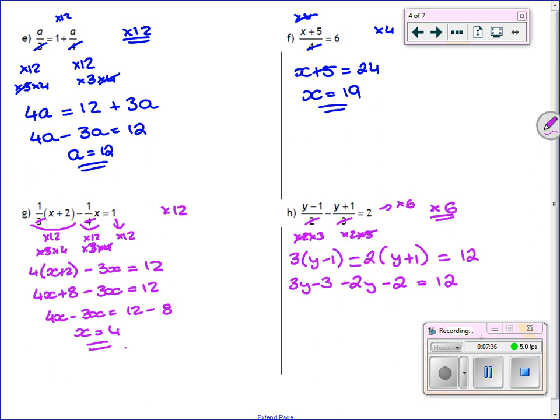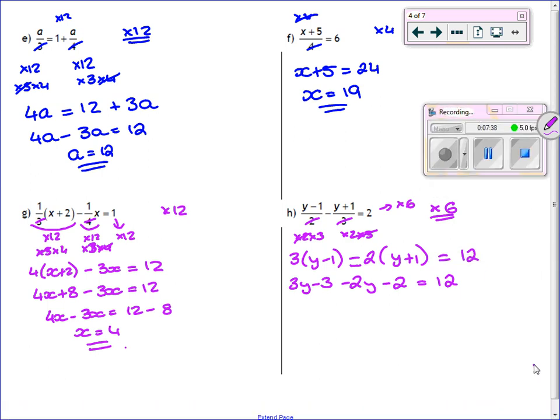Then we just go ahead and solve as normal. So 3y minus 2y is equal to 12 plus 3 plus 2. So that would just give me y is equal to 17. And that is solving equations with fractions, and if they have a bracket in place as well.